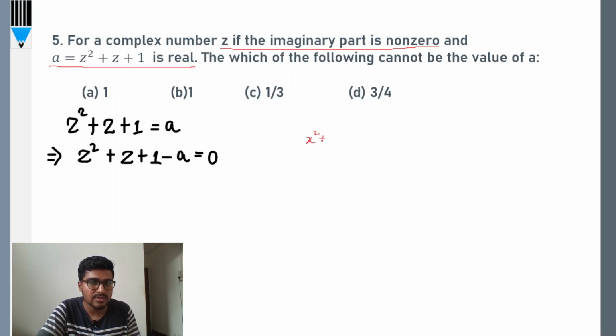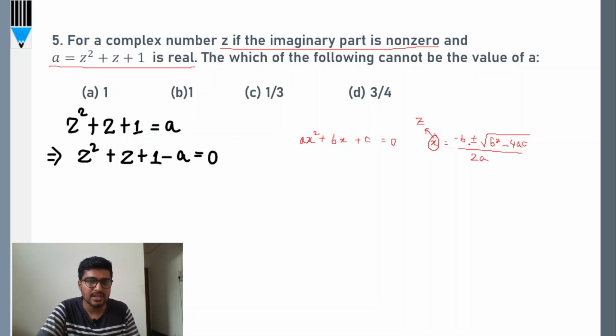For ax square plus bx plus c equals to 0, the solution is x equals minus b plus minus root over b square minus 4ac, divided by 2a. So in this case, x is replaced by z.